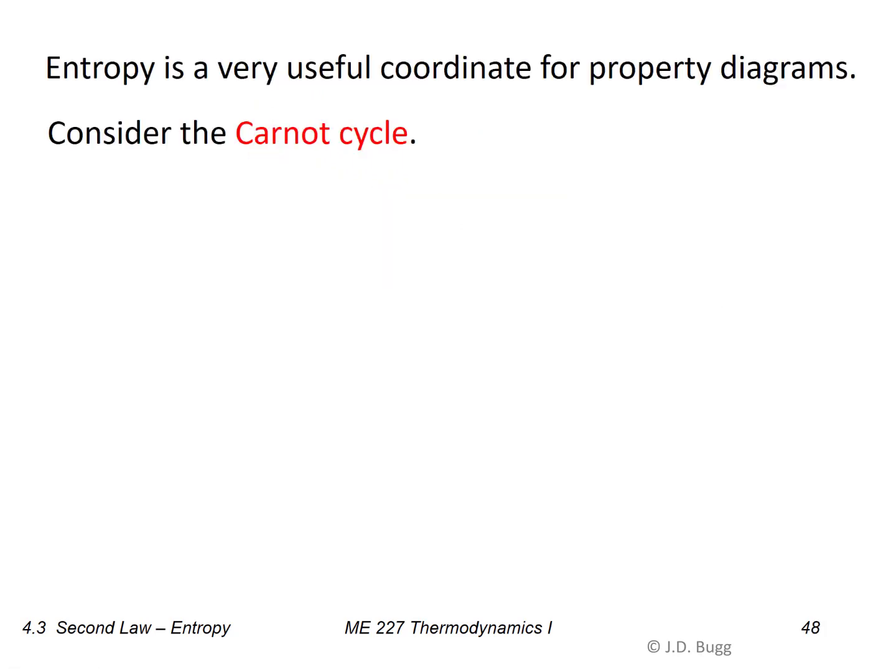Now the next thing we want to look at is that this new property we've introduced is a very useful coordinate for property diagrams. So we've seen PV diagrams quite a bit in the course. We also talked a bit about TV diagrams. So lots of different thermodynamic processes. It's very useful to show them on property diagrams. And it turns out that entropy is one of the most useful coordinates that we could use on a property diagram. So in order to illustrate this, we want to go back and look at our Carnot cycle again.